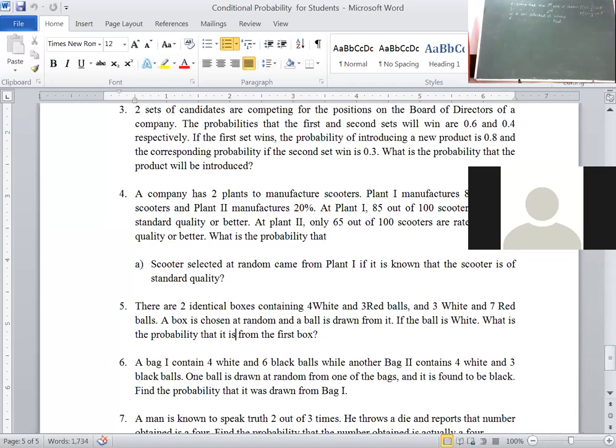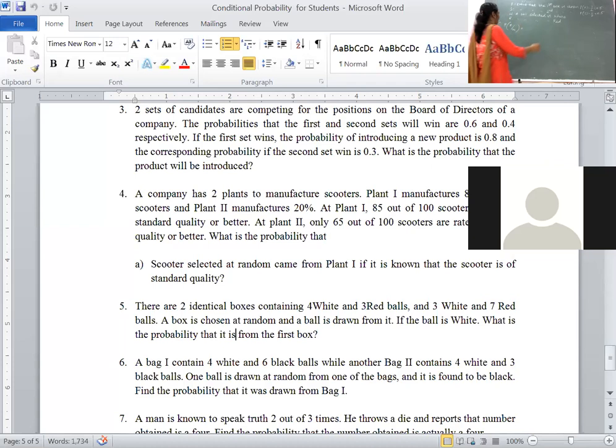Then a box is chosen at random and a ball is drawn from it. If the ball is white, which event happened? If the ball is white, it has been chosen from the first box. Apply Bayes theorem. For Bayes theorem, what is the formula?